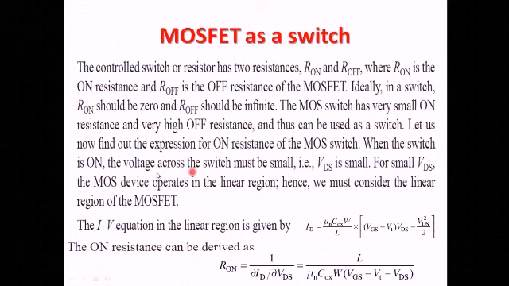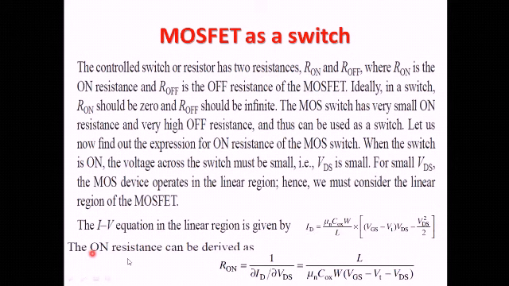When the switch is on, the voltage across the switch is small, that is VDS is small. For small VDS, the MOS device operates in the linear region. Hence, we must consider the linear region of the MOSFET. The IV equation in the linear region of the MOSFET is given by ID is equal to mu n Cox W by L into brackets (VGS minus VT) into VDS minus VDS square by 2. This equation we already know and we have studied in MOS resistor.